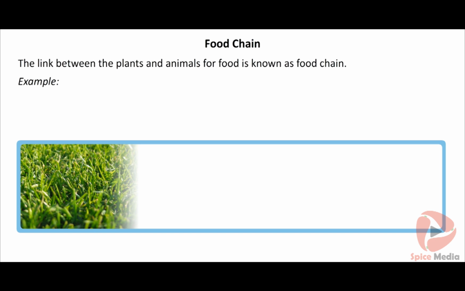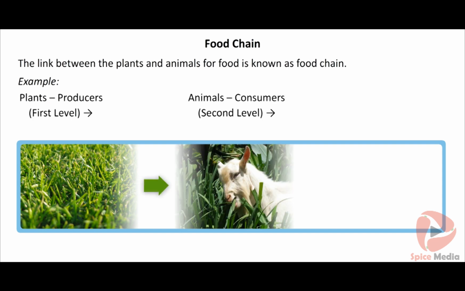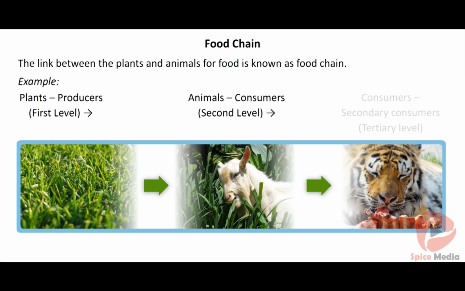It generally begins with plants, otherwise called producers, which is eaten by an animal, otherwise called consumer. This consumer may be eaten by another consumer, called secondary consumer. The arrow means is eaten by and refers the flow of energy along the food chain.